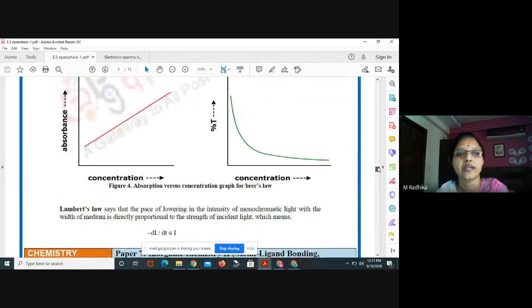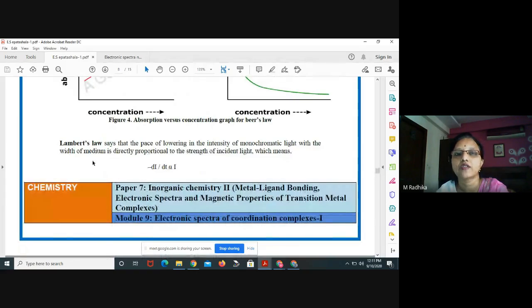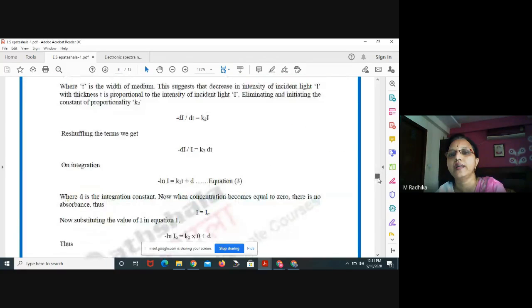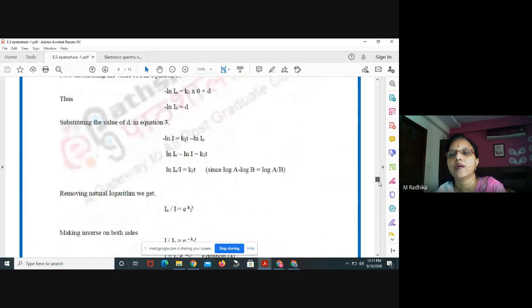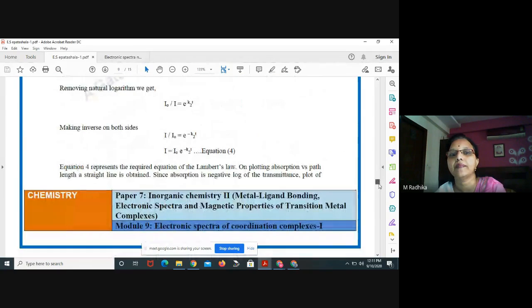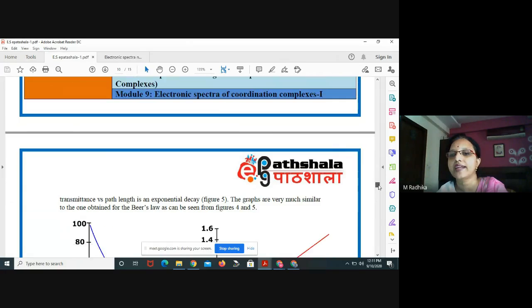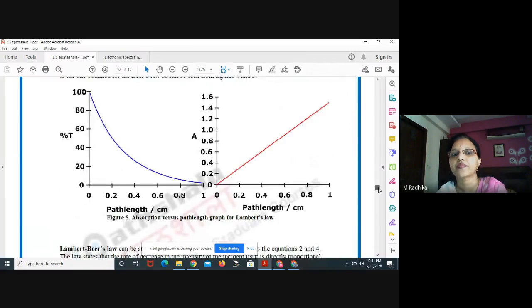Now coming to the next law, Lambert's law. So one is, we are talking about the concentration. Lambert's law talks about the path length of the medium. What is the length of the medium? Okay. So it tells that as the length of the medium increases, again the intensity of light that is coming out will be less.